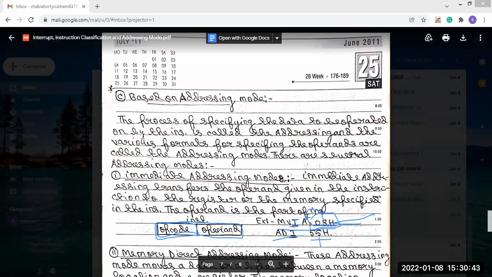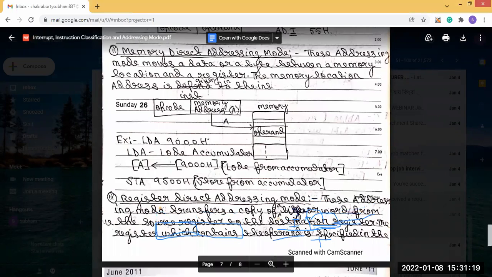That means there will be the opcode, and in the case of the operand, what will be present? It will be the memory address. So in the case of the operand, there will be the mention of the memory address. And if we go to that particular memory address, inside of it the operand is loaded. If we see its example, or its diagram, you will be able to know that.